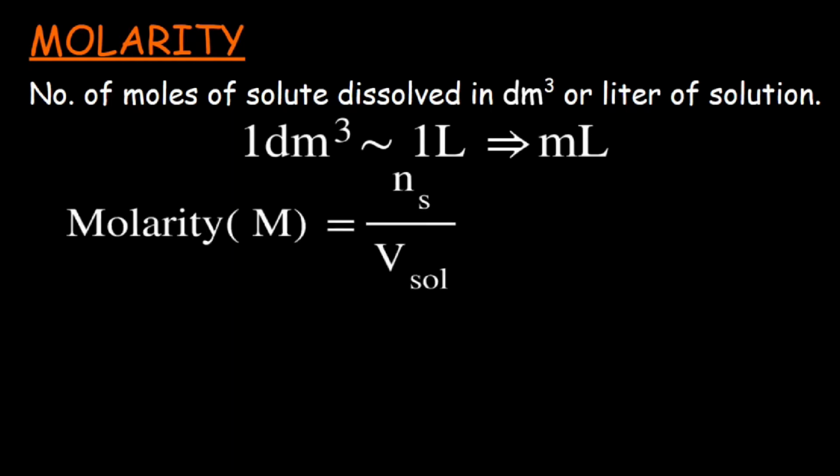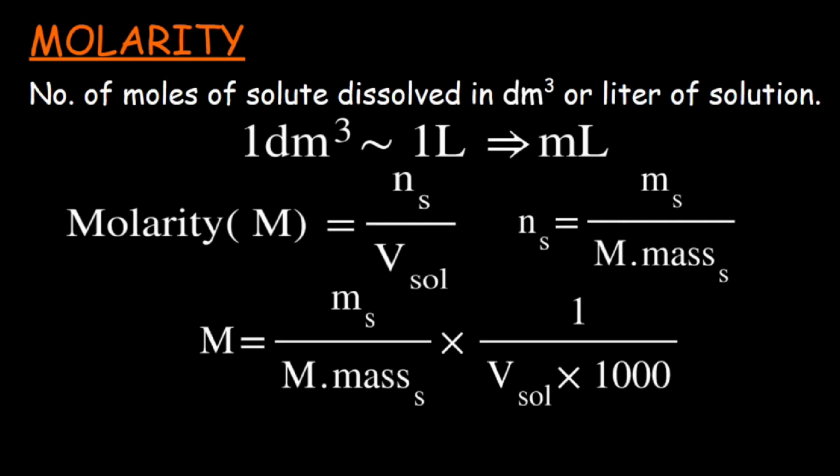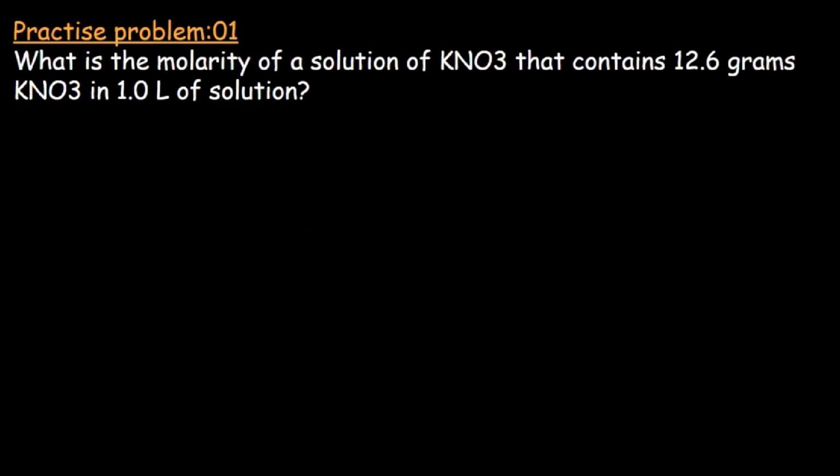This whole statement can be written as molarity equals NS, the number of moles of solute, divided by the volume of solution. NS equals the mass of solute divided by the molar mass of solute. So the whole equation of molarity becomes mass of solute divided by molar mass of solute, times 1 by volume of solution, multiplied by 1000. This 1000 represents that the calculations are made in milliliters. Let's discuss some examples related to molarity.